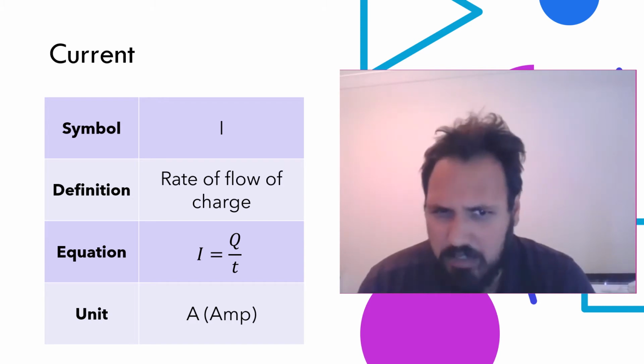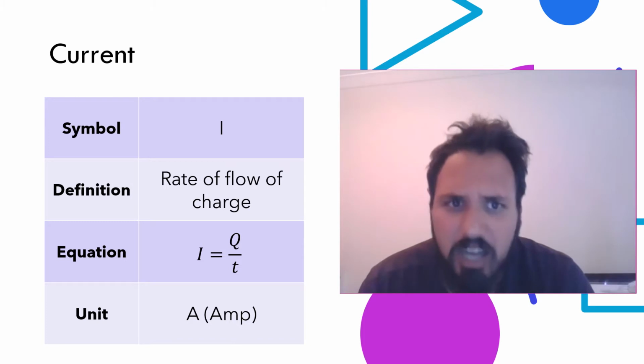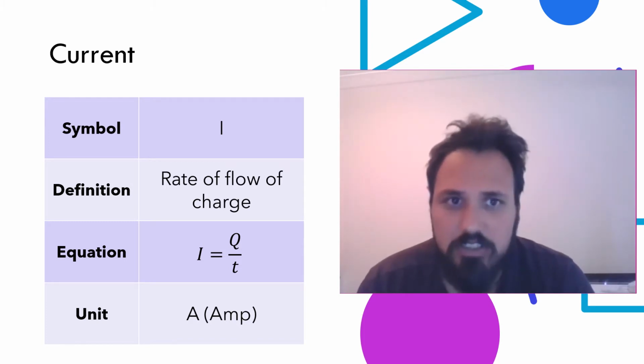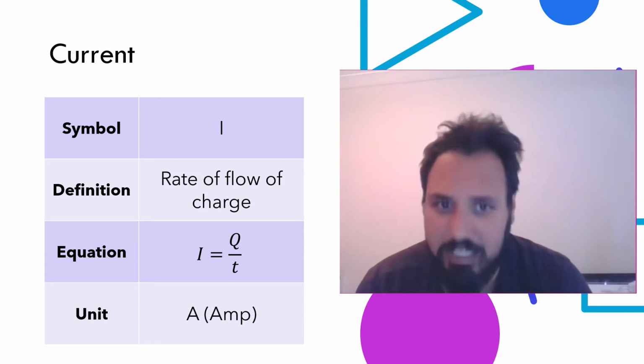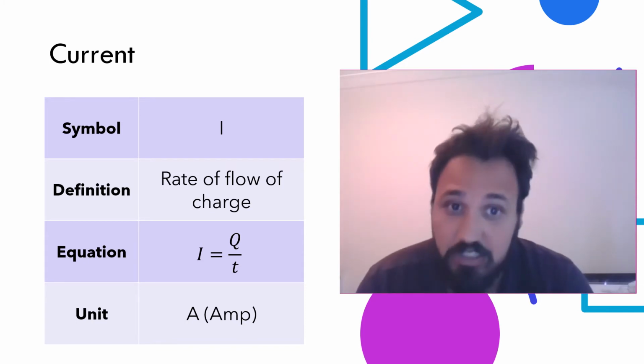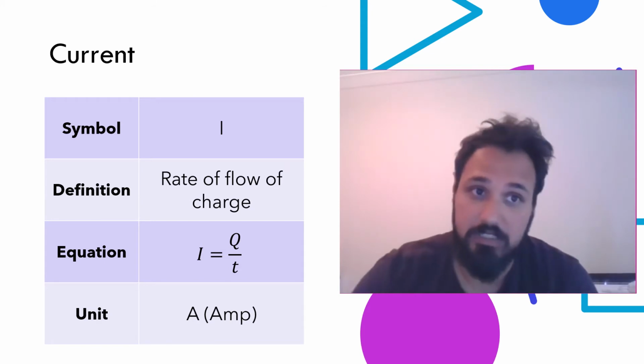A weird thing about current is that we use the letter I to represent it in equations, and that's because current used to be called electrical intensity, how much charge, the intensity of charge flowing through that point in a certain amount of time.